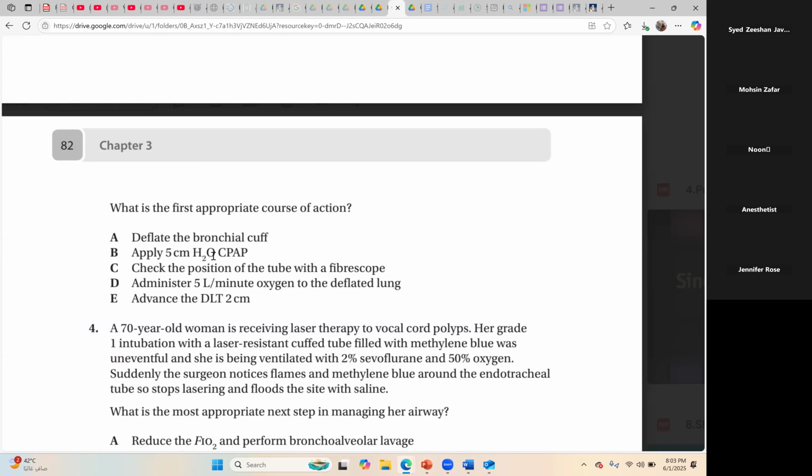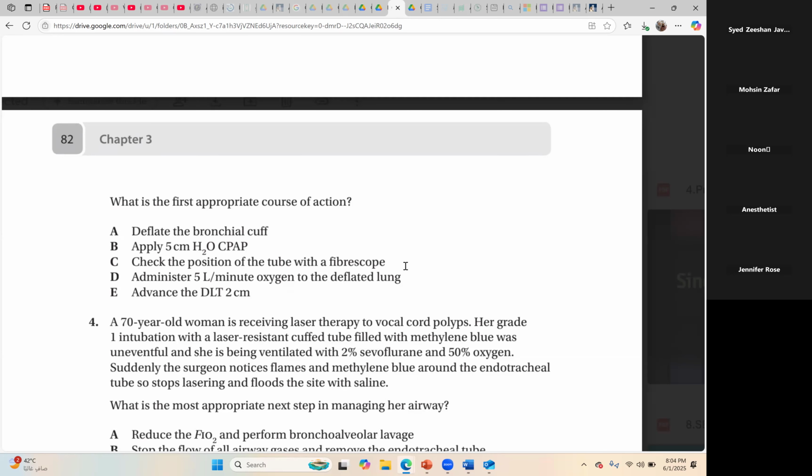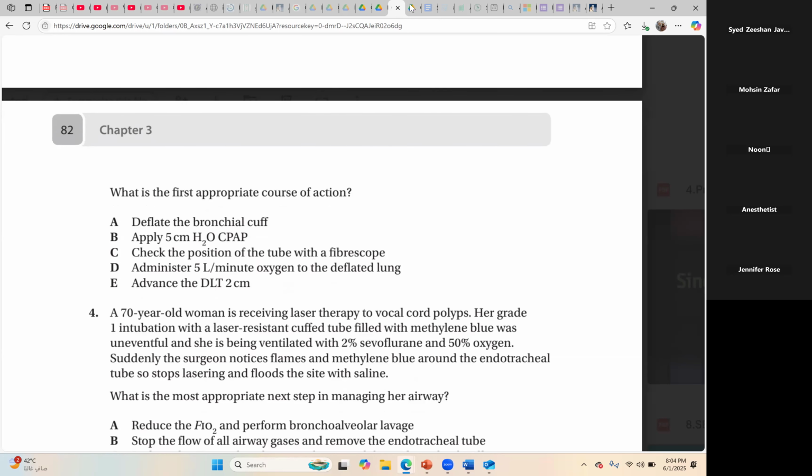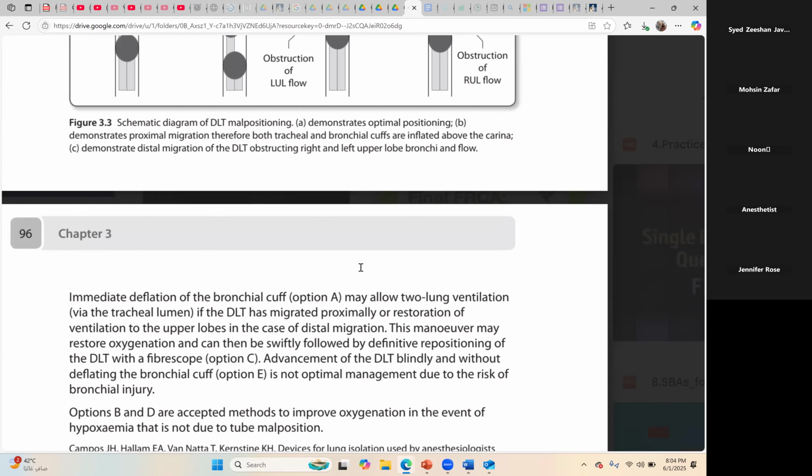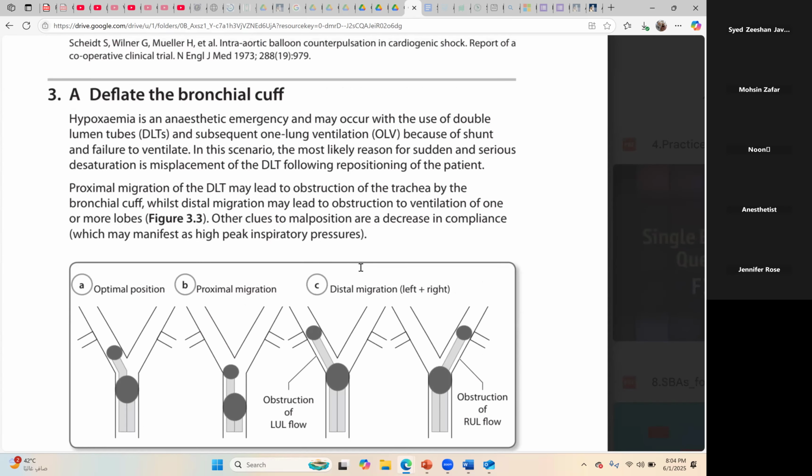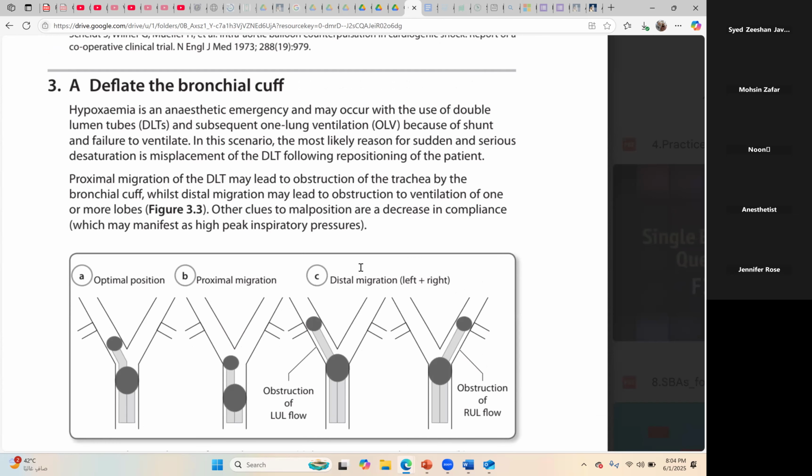So my answer was C. They check the position of the tube with fiber optic, but I think this one was appropriate because it will solve the immediate problem, whether the tube is more deep or pulled out or pushed in. Then they can confirm it with the fiber optic. So that was the key. I hope you understand.